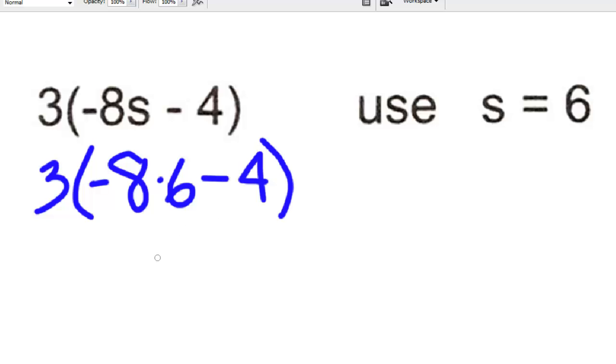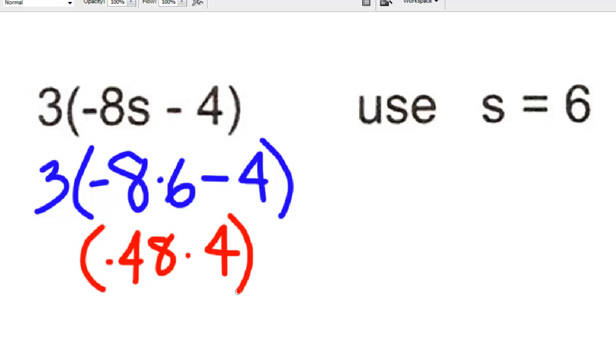I know that when we do order of operations, we're going to do what's inside the parentheses first. So we've got a multiplication operation and a subtraction. What I'm going to do first is multiply 8 by 6. And 8 times 6 is 48. Because this is a negative, I know that it's negative 48 minus 4, and negative 48 minus 4 is going to be negative 52.